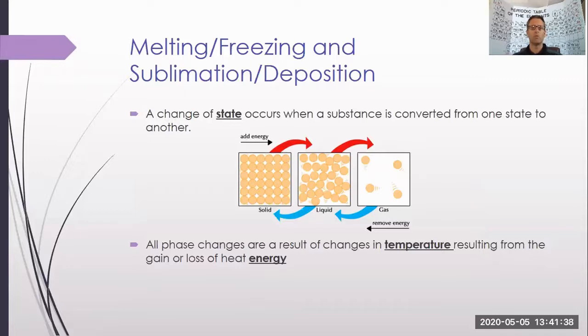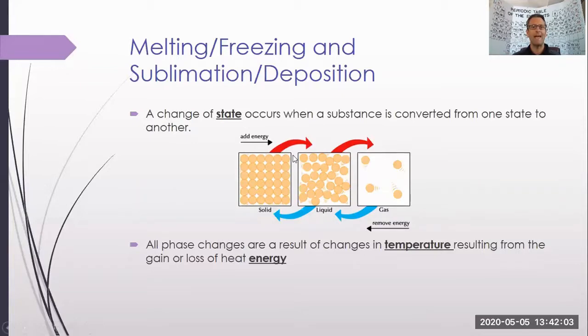And it's all about what the particles are doing. Are the particles moving really slowly and locked in place right next to each other? Are the particles moving a little bit faster and able to flow over one another, but they still have a very strong attraction to one another like they do in a liquid? Or are the particles moving extremely fast and have no attraction to one another as they do in a gas?